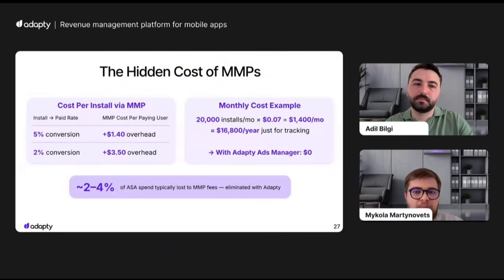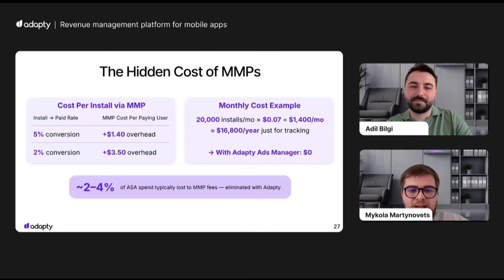MMPs typically charge 0.07, about 7 cents per tracked install. If your conversion from install to paid is around 5%, that's roughly $1.40 for each paying user, just for tracking. If your application has around 2% conversion, you will pay $3.50 per paying user, just to know which keywords are working. It's not for optimizing, it's just for tracking. At scale, with around 20,000 installs per month, you will pay around $1,400 per month, and for the year, roughly $70,000 just for tracking.